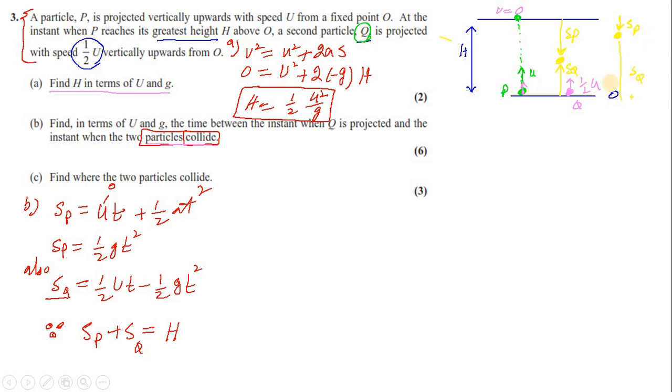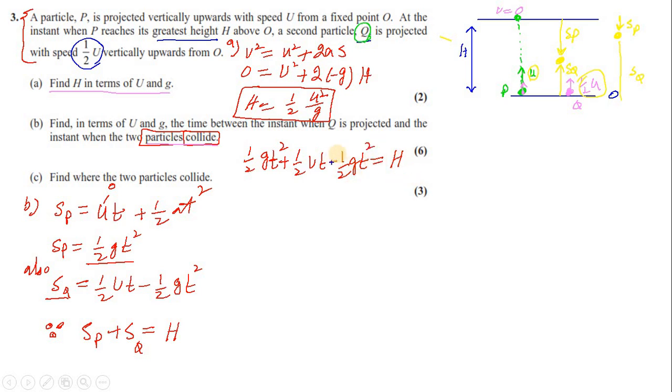So it all depends on the difference of the velocities where they are going to collide. So we will find that soon. SP plus SQ should be equal to H. That means you can say that SP is half of GT squared. This is SP plus SQ. SQ is half of UT minus half of GT squared. So half of UT minus half of GT squared is equal to H.